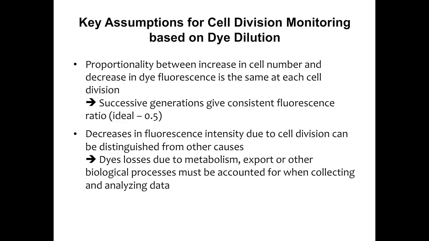However, what we'll find is that that really isn't always the case. Decreases in fluorescence intensity due to cell division can be distinguished from other cases, but the decrease may not be due just to division. In fact, the reduced fluorescence intensity can be due to metabolism, export of proteins or other biological processes that are occurring within the cell that may cause the dye to be degraded.